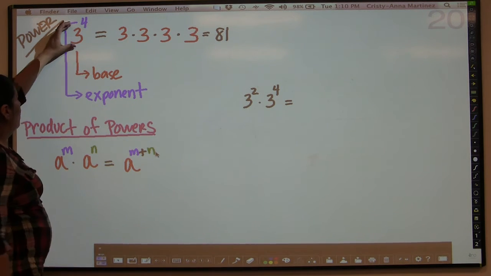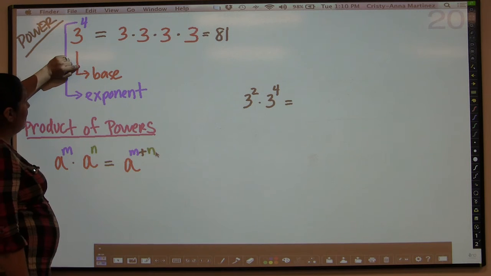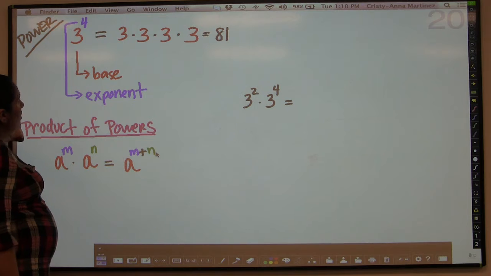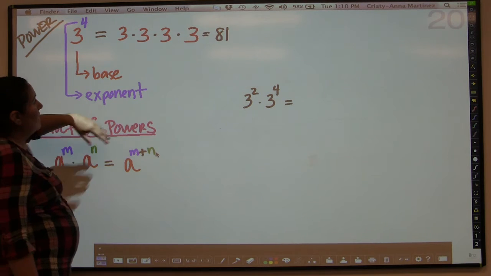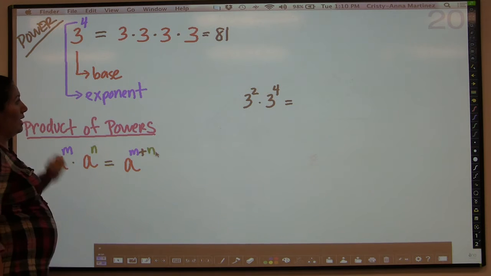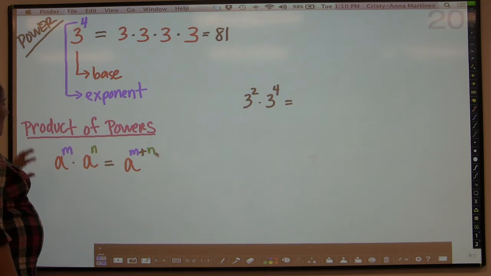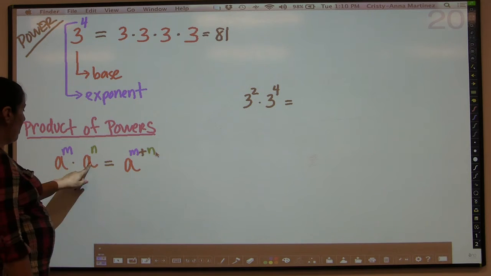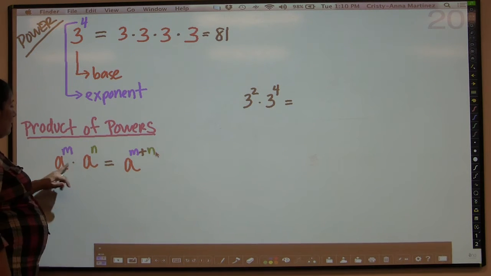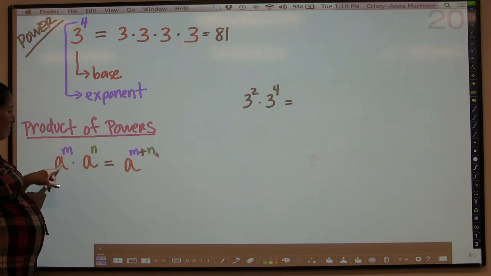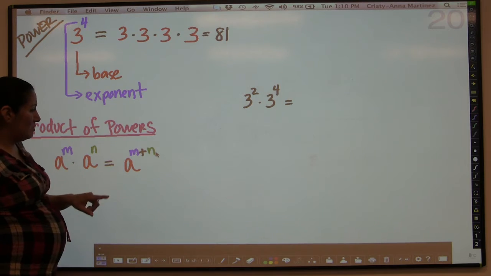So in the power, you have a base, so the red part is the base, and the 4 is the exponent. So we know that 3 to the 4th power would be broken down into 3 times 3 times 3 times 3, 4 times, and that would equal 81. So we have now a property of powers, the product of powers, which is when you have two powers multiplied by each other, and the two powers have the same base, which is why they both have the same A. And so the rule of thumb is that when you have the same base, you add the exponents.